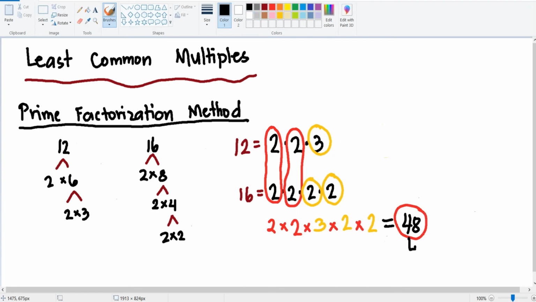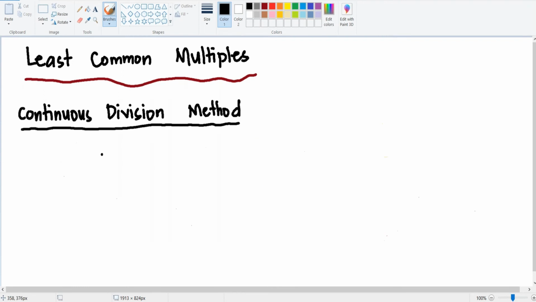Okay, so we're done with the prime factorization method. Let's go with the continuous division method in finding the least common multiple. So for example, we have 40 and 60. Let us try to find a number that we can divide 40 and 60 with. We can use 5, or you can use other numbers such as 10. Now let us divide 40 by 5. 40 divided by 5 is 8, and 60 divided by 5 is 12.